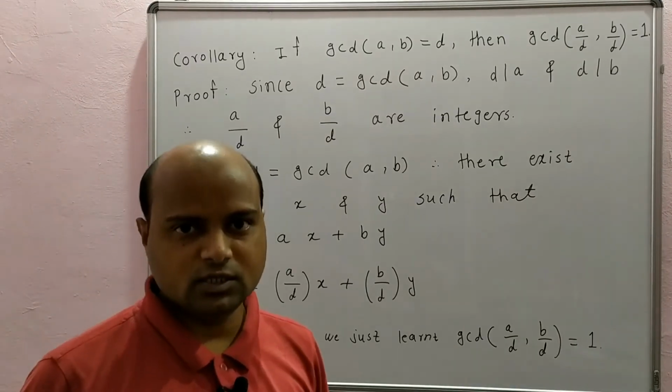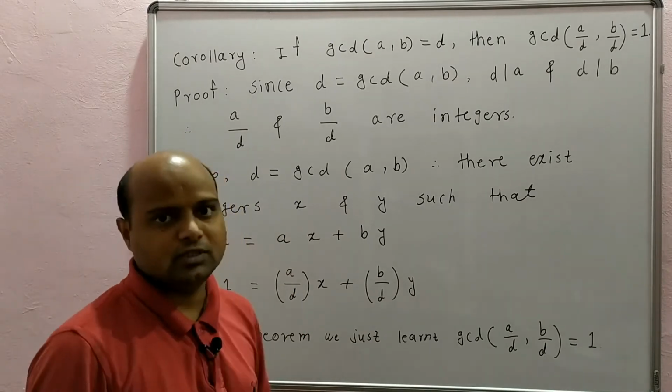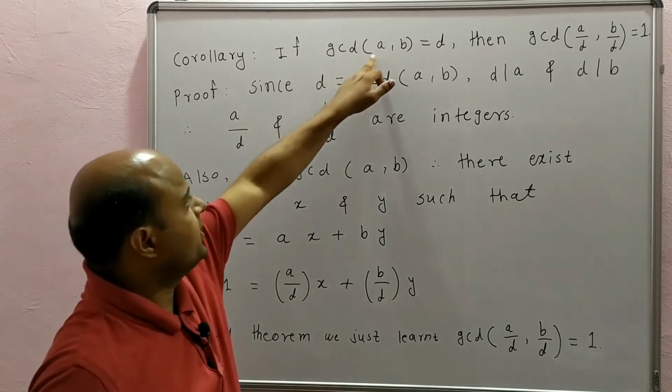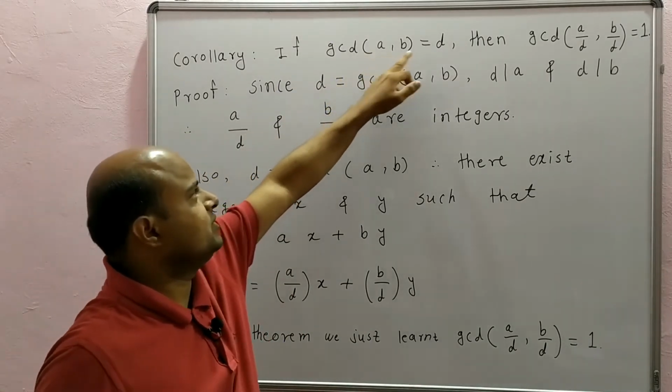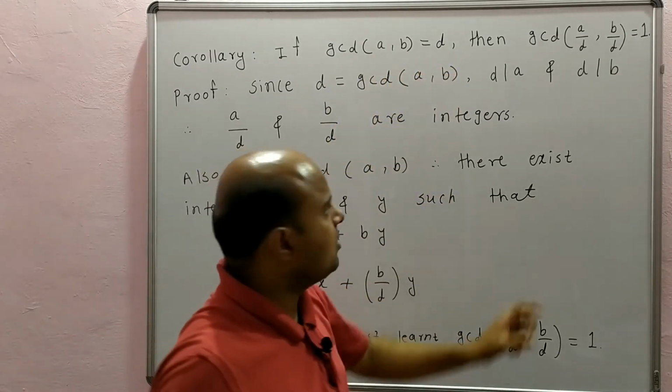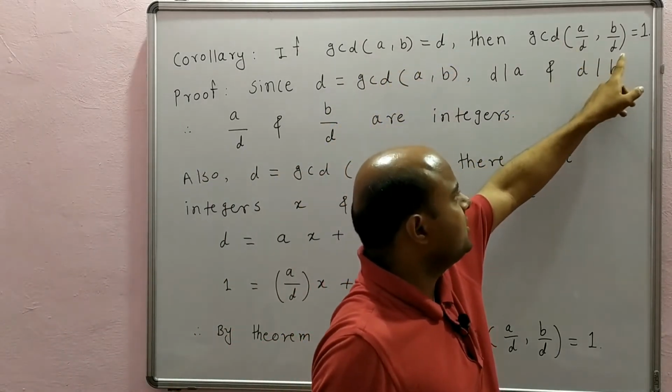Now, we will learn a result that is useful in competitive exams also. If you have integers a and b and the GCD of a and b is d, then the GCD of a by d and b by d is 1.